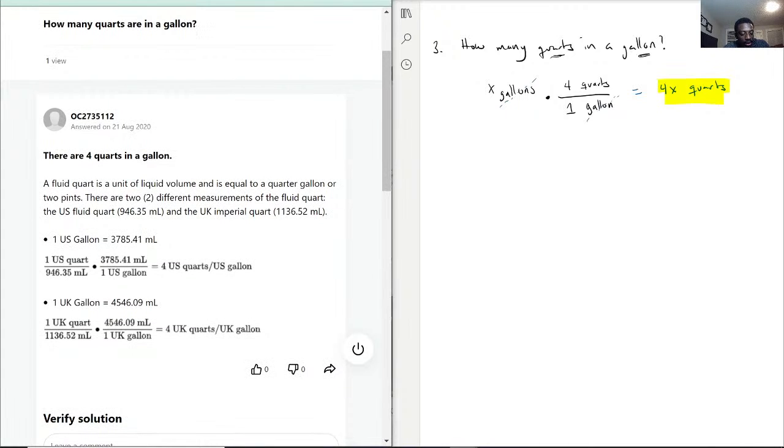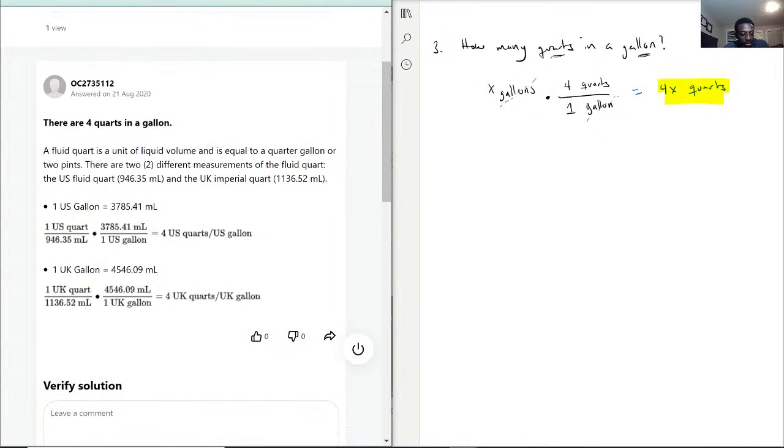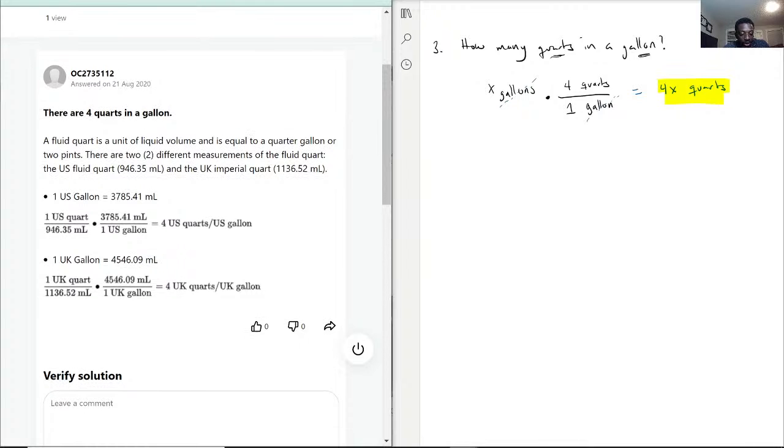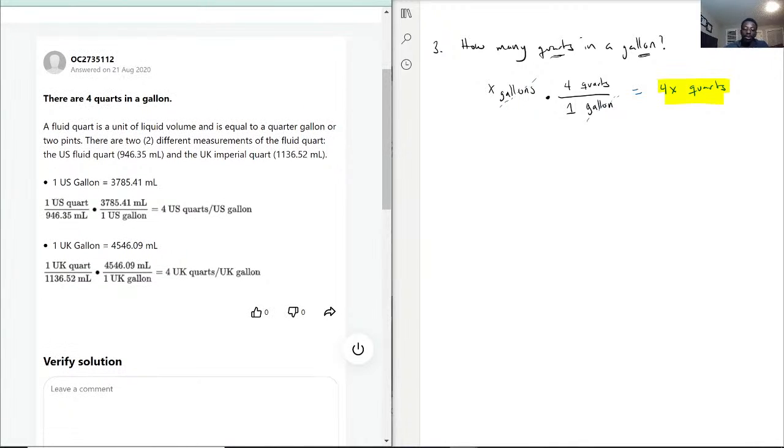Yes, okay, exactly. Oh, there are 2 different types of quarts. I did not know that there were different types of quarts and gallons. Good to know. Hopefully they're not going to ask you how many US quarts are in a Canadian gallon or a UK gallon, for example. That would be a headache of a question. But yeah.